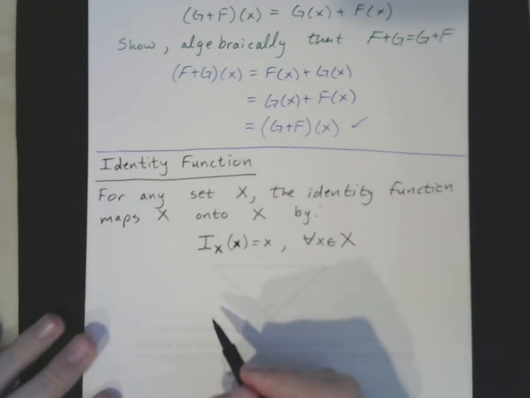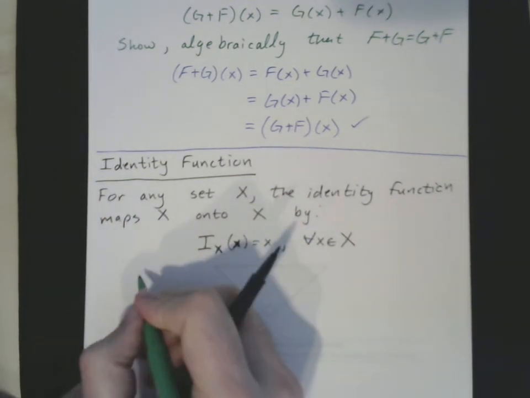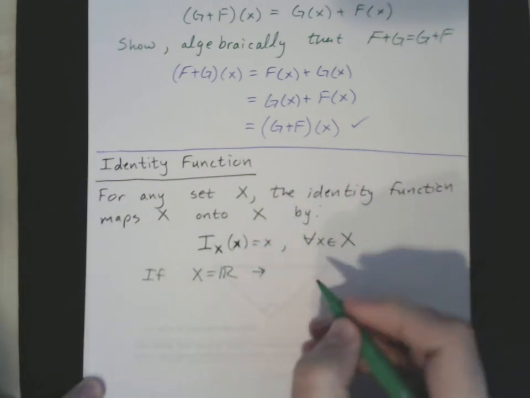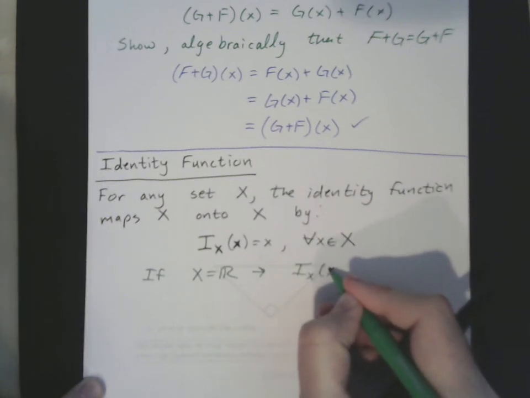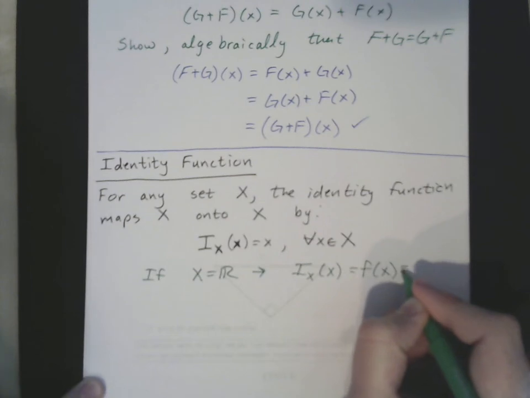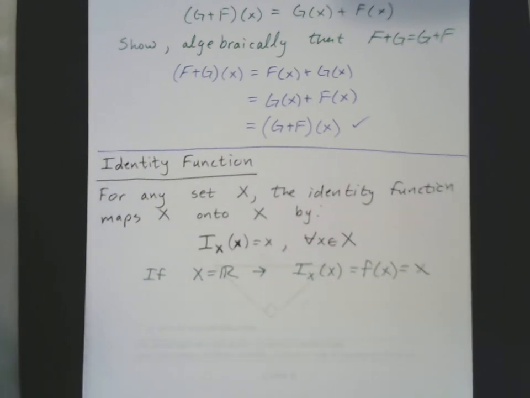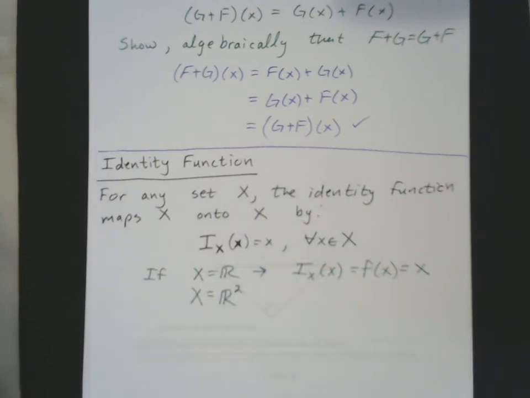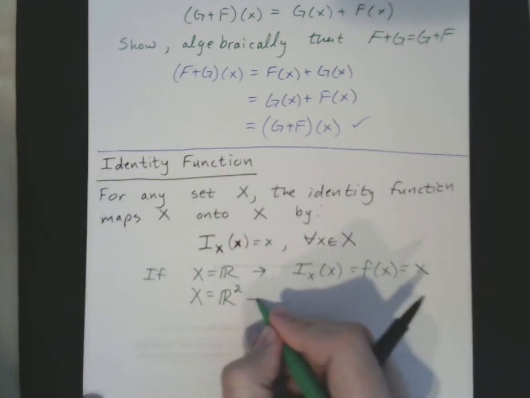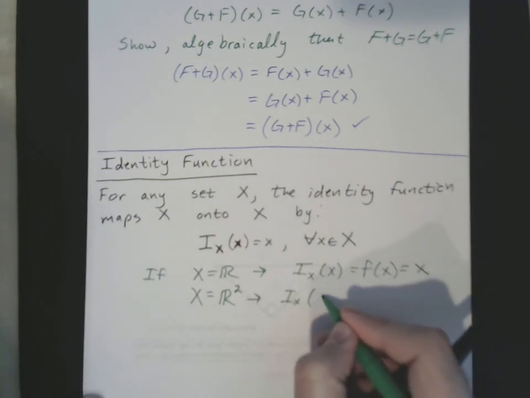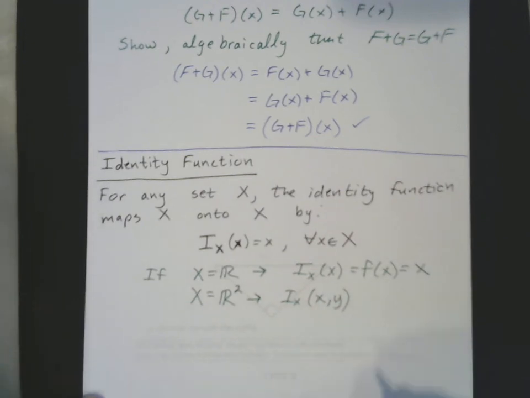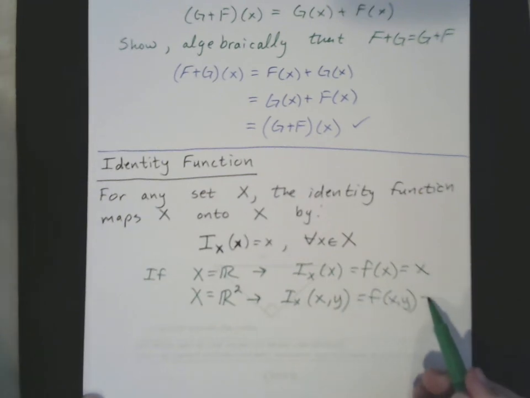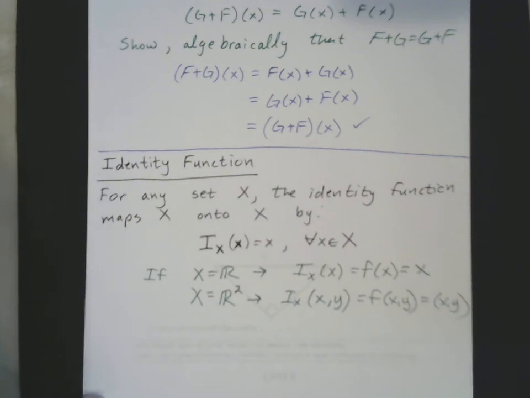Now if these are real numbers, so if X is the real numbers, well then I of x equals f of x equals x. That's the function we're talking about, the linear function. If X was R2, so R cross R, the set of ordered pairs, then I of (x, y) would equal f of (x, y), which just equals (x, y).